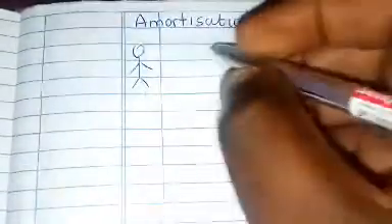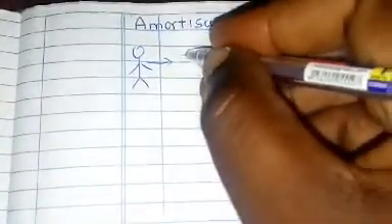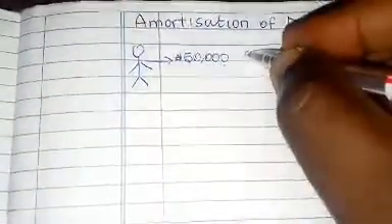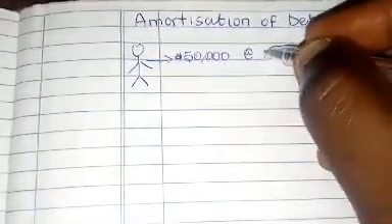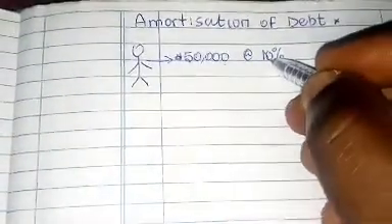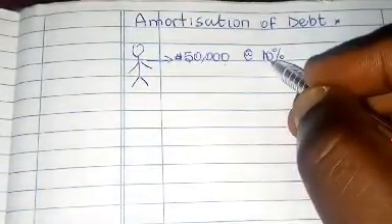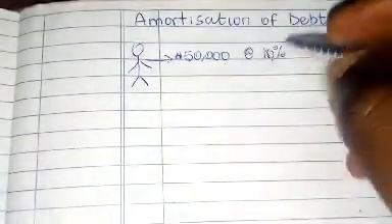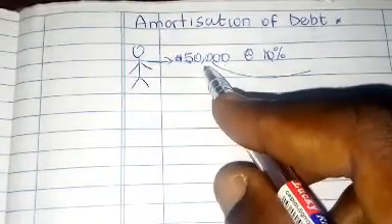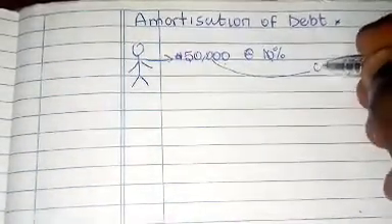Let's take for example Mr. George. This is Mr. George. He goes to a bank and borrows 50,000 naira. If Mr. George borrows 50,000 naira at a rate of, say, 10%, that is, the rate of interest is 10%, then Mr. George is to pay this 50,000 as a constant amount.